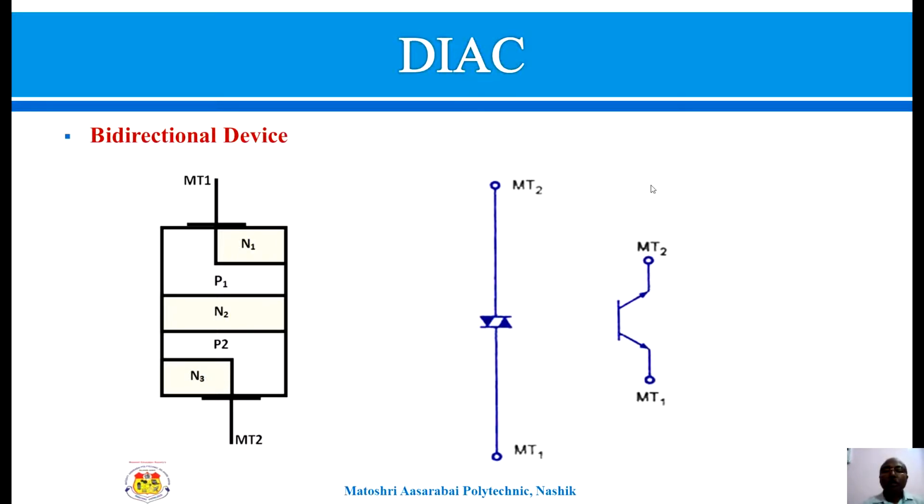Next device is diac. Diac is a device having only 2 terminals, MT1 and MT2. We can see in the symbol there is an arrow upward and downward that indicates the current flowing in both directions. So this is a bi-directional device, and hence there are no anode and cathode terminals. It has the MT1, MT2 or T1, T2 terminals. Another symbol is also shown here.